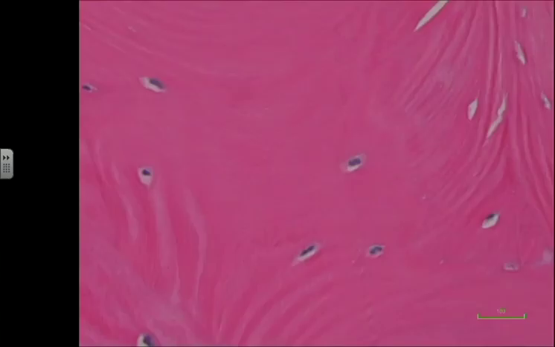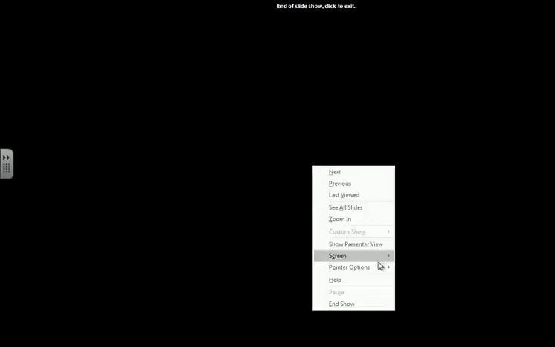Okay, and this image I put already in the previous video, but just as a reminder, what do we think of this bone? Is it a lamellar or woven bone? And this ends my second video. Now we'll move to video 3 and 4.